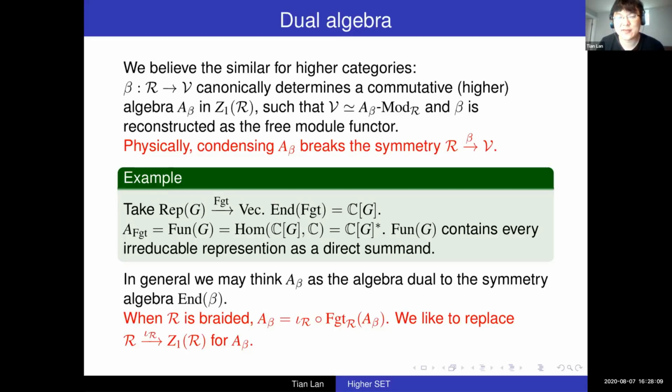Because of this rather canonical correspondence, we replace this embedding with this dual algebra, and use this dual algebra as an additional structure for the trivial bulk with symmetry.